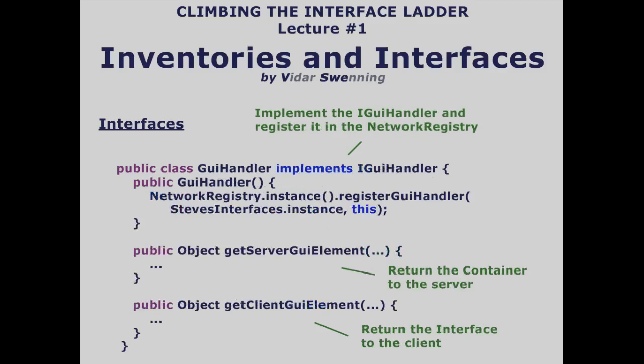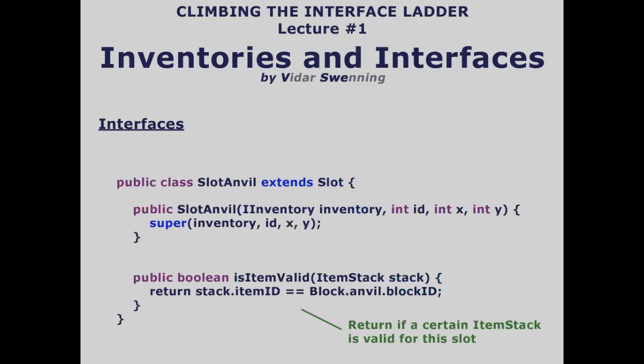Here we have the GUI handler that makes sure that we can open the interfaces, and what we will have to do is just implement IGuiHandler and then register it by using NetworkRegistry.instance.registerGuiHandler, and then we give it the mod and the GUI handler itself. And then we had two methods that we had to override. I removed quite a lot of code here to make it fit properly, but we have getServerGuiElement where we return the container, and that was returned to the server, and then we use getClientGuiElement to return that to the client.